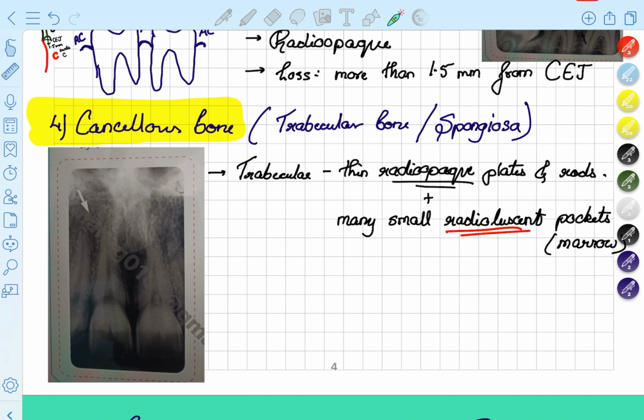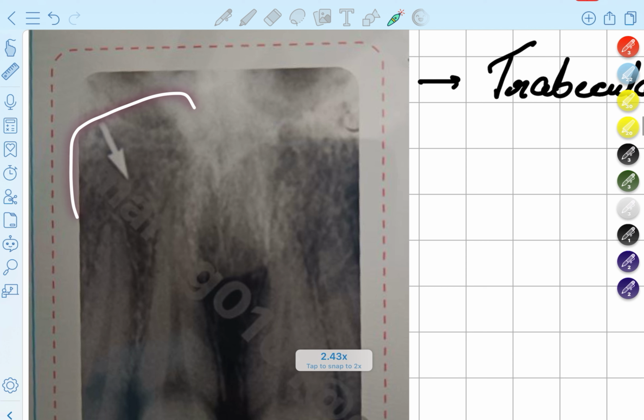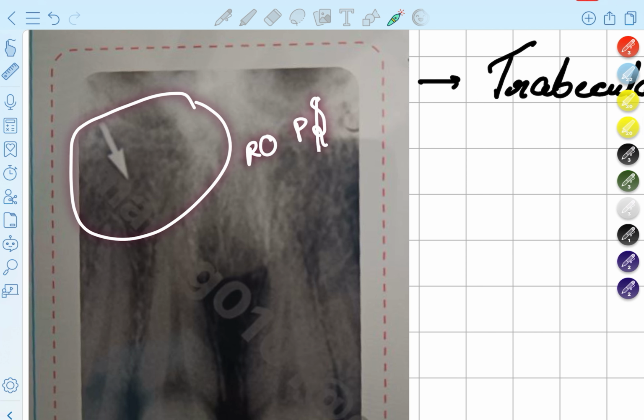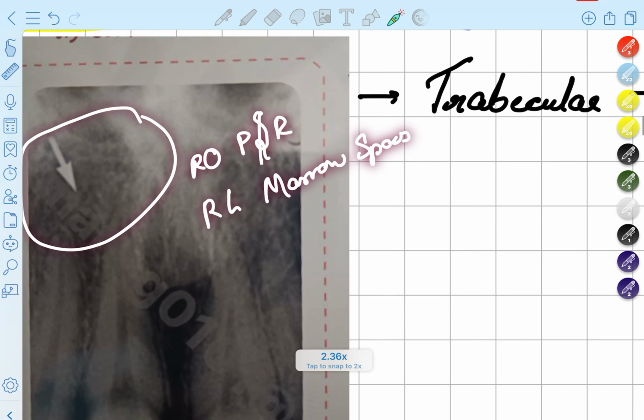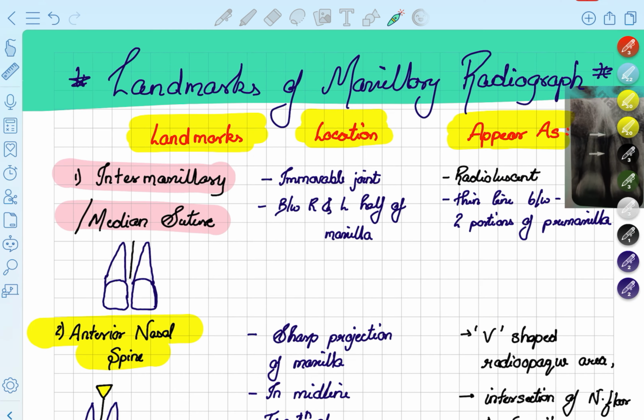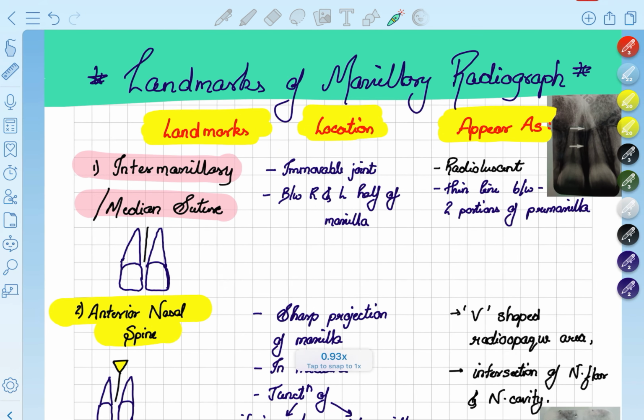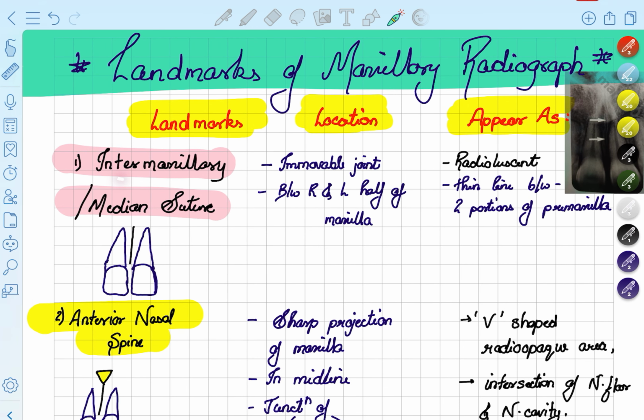Marrow is nothing but space. So as we can see here, the radio-opaque plates and rods and radiolucent marrow spaces. What we can see, radiolucent marrow spaces. This was about the supporting structure. So to start with the maxillary radiograph, the first structure we are going to see is the intermaxillary suture.